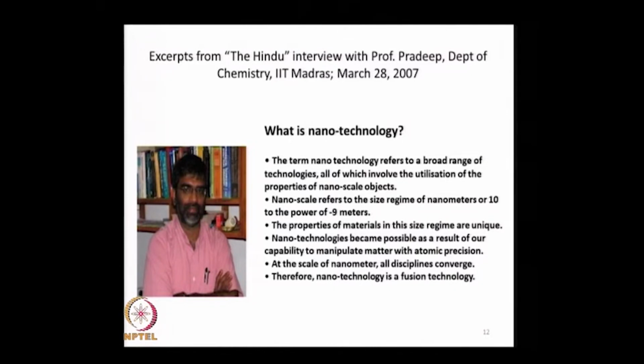The term nanotechnology refers to a broad range of technologies, all of which involve the utilization of the properties of nanoscale objects, the unique properties of nanoscale objects. It refers to the size regime of nanometers or 10 to the power minus 9 meters. The properties of the materials in this size regime are unique. Nanotechnologies become possible as we develop capability to manipulate matter with atomic precision. At the scale of nanometer, all disciplines converge. Therefore, it is a fusion technology or interdisciplinary technology.